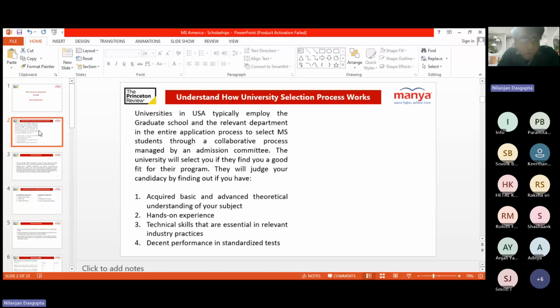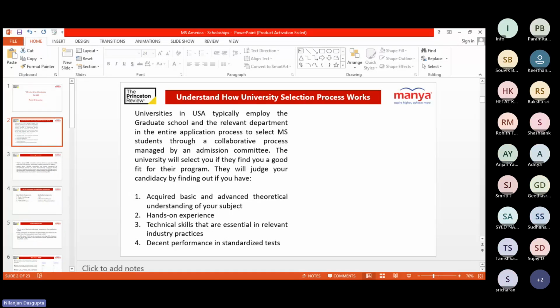Before you read what is written on this slide, it is very important for us to understand how the university selection process happens in the USA. The university selection process happens mostly in two phases. Your application portal first reaches a graduate school, where there is an admission committee.